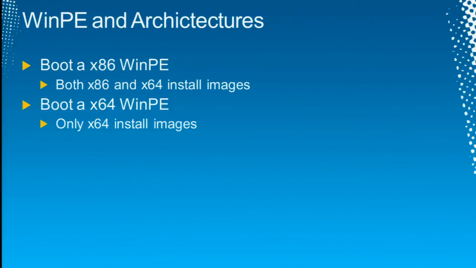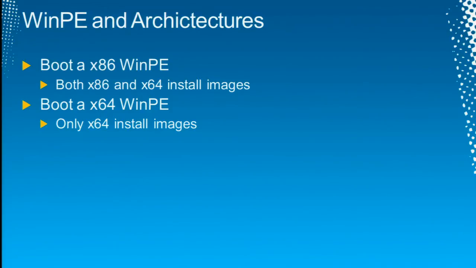With MDT itself, when you update your deployment share, it creates WinPEs for you. And the default is it'll create a 32 and a 64-bit WinPE. If you boot the 32-bit WinPE from MDT, you only see 32-bit operating systems to deploy. If you boot the 64, you only see 64-bit OSs to deploy.